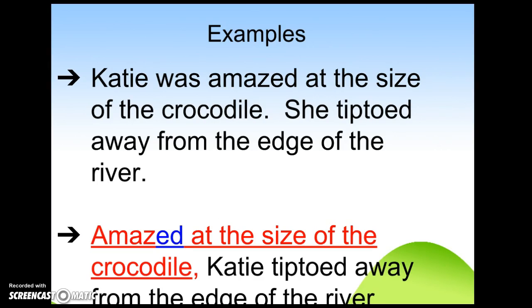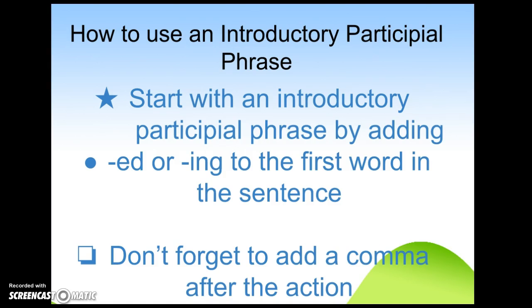Okay, here's another one. Katie was amazed at the size of the crocodile. She tiptoed away from the edge of the river. All we did here was take a verb, amaze, and add ed to it. And now we have: Amazed at the size of the crocodile, Katie tiptoed away from the edge of the river. So that introductory participle phrase is taking a verb, starting with the action, adding ed or ing, and a comma to separate it from the rest of the sentence.